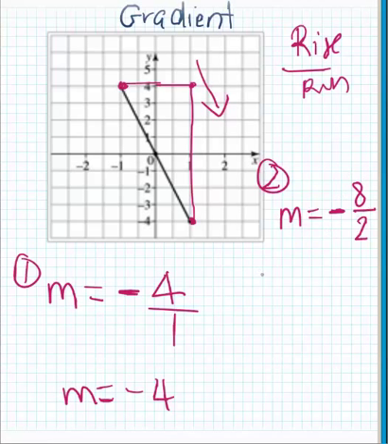And now what is 8 over 2? What is 8 divided by 2? 8 divided by 2, it's a negative. 8 divided by 2 is 4. And look, we got the same gradient. Even though we picked 2 different points that belong to the same line, we got the same gradient.